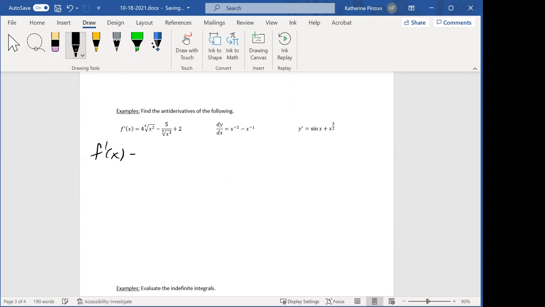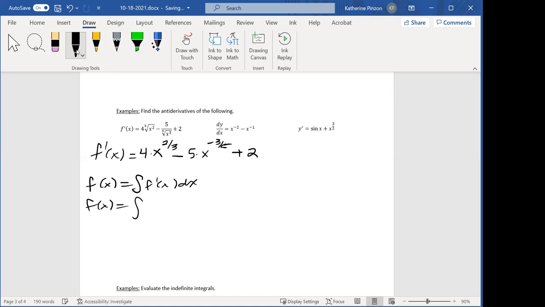Okay, f prime of x is 4 times x to the 2/3 minus 5 times x to the -3/5. Yeah, it's negative because it came from the denominator. It's 3/5 because the exponent was 3, and then I took the 5th root. So -3/5 plus 2. Okay, so f is the antiderivative of this function. F is going to be the antiderivative of all these things.